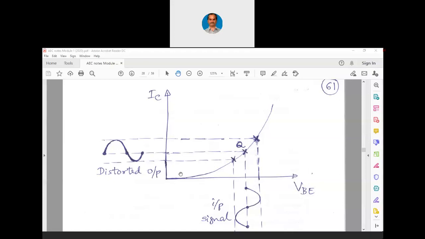So let me come back to this particular curve itself. As this curve is a non-linear curve, it is not possible to predict the behavior of the circuit well in advance unless we conduct the experiment fully for all the values of VBE.